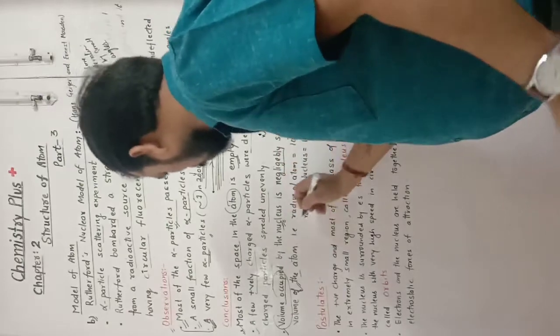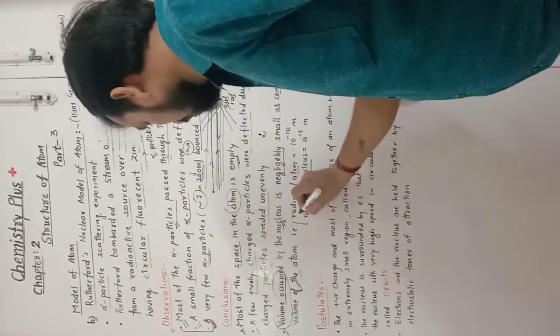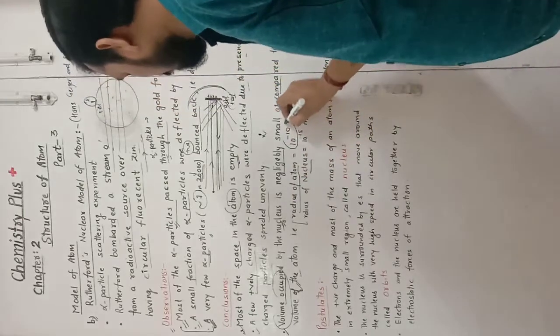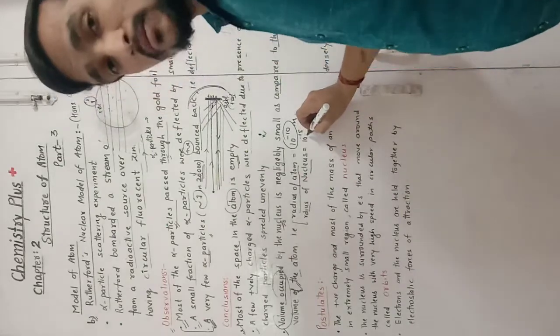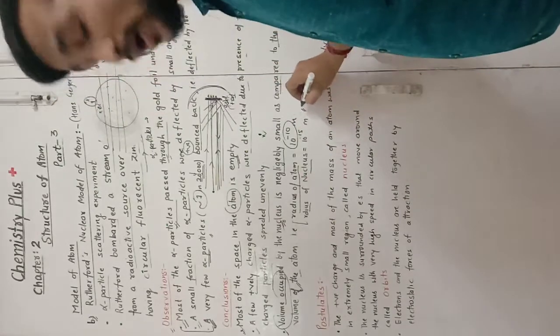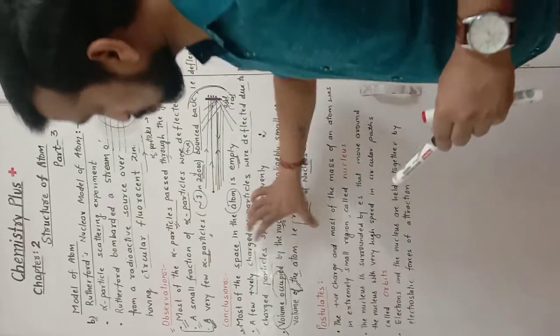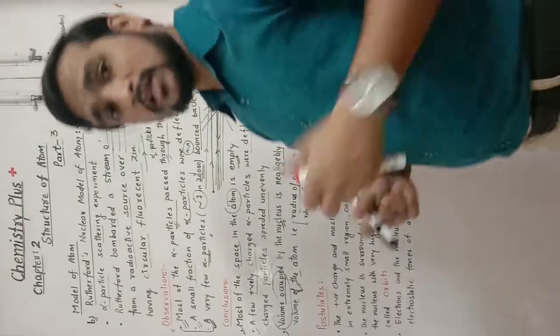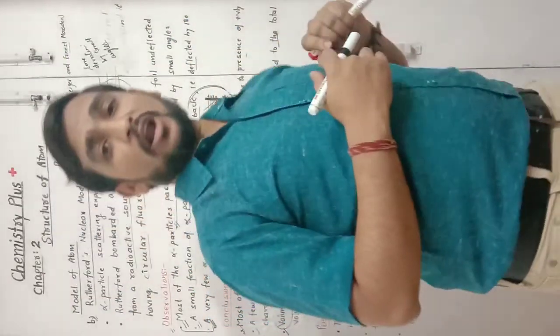If you compare the radius of these two, that is the atom and the nucleus, the radius of the atom is around 10 raised to minus 10 meter and the radius of the nucleus is around 10 raised to minus 15 meter, which is very small as compared to the size of the atom. So from this conclusion, Rutherford put forward some postulates about his model of the atom.